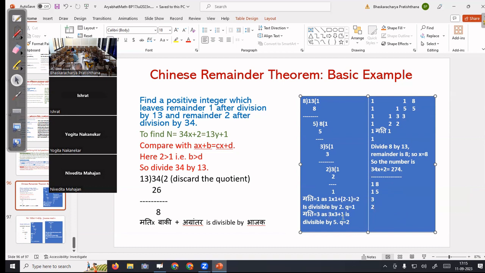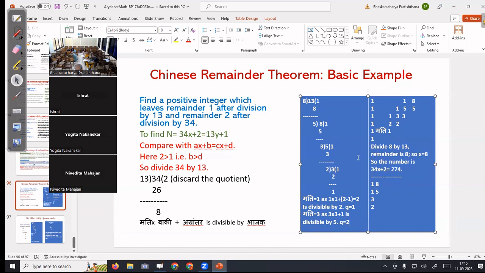3 into 3 plus 1 is divisible by 5. This is the bhajak. Bhajak or divisor is 5 in this case, because that is the last divisor, since you have done only 2 calculations. So mati into baki, that is remainder, plus agrantara, which is 1, is divisible by 5, and the quotient is 2. Quotient is 2. Now I will write in this, this is another calculation.